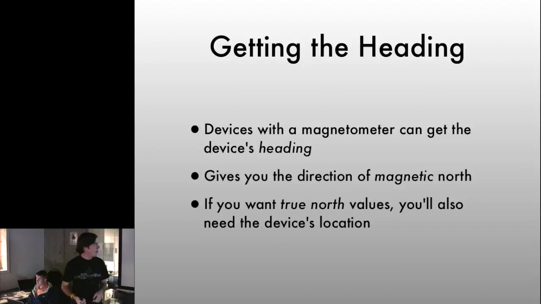Which, of course, like any magnetometer, can be confused by local magnetic fields. So if you're near a big magnet, it's obviously going to get fooled by that. But generally speaking, if you're not near any big magnets, you'll get the Earth's magnetic field.